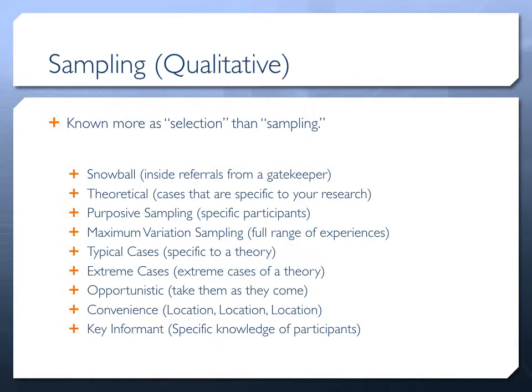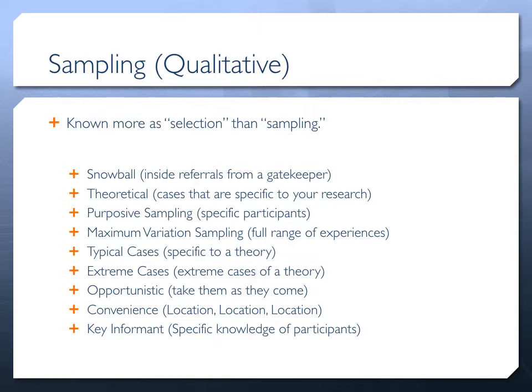Okay. There's also theoretical selection. And these are cases that are specific to your research, meaning that they're based on the theory of your research. You're looking for cases that are perfectly aligned with your research. That's obviously a little bit of selection bias. It will get you the participants that are very much aligned with what you're doing, but finding them is not going to be that easy, right? So theoretical selection may be a little difficult.